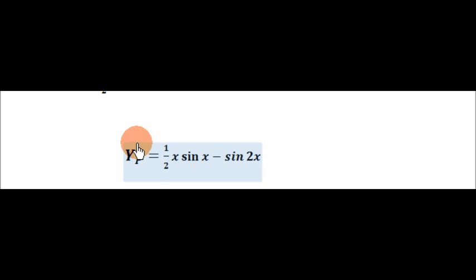Since we already have our yc and yp, we can now have our general solution of the given equation. So y of x equals yc plus yp, and y of x is equal to c1 cosine x plus c2 sine x plus 1/2 x sine x minus sine 2x. This is now the general solution of the given equation.